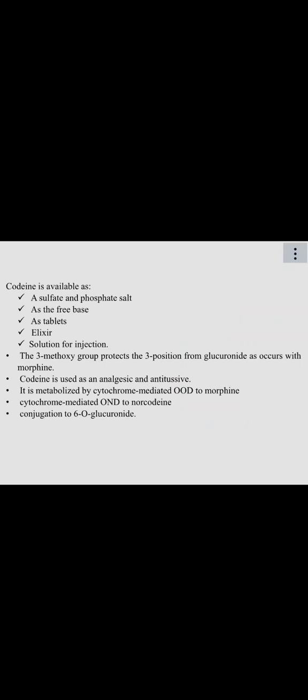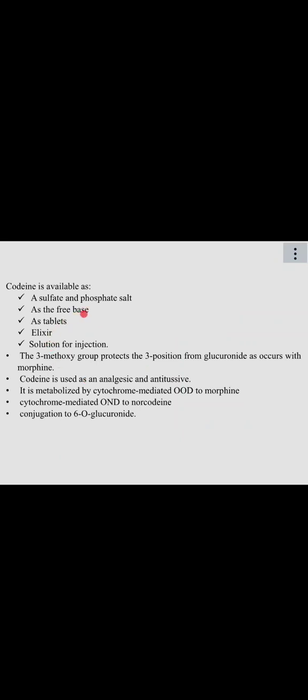Again, we have said the larger that group is, the lower the activity. Then this is another big group put at that position to give us another codeine derivative, again further reducing the activity. So this is just to show us that the 3-hydroxyl group is important for activity. Then we can say something about codeine.